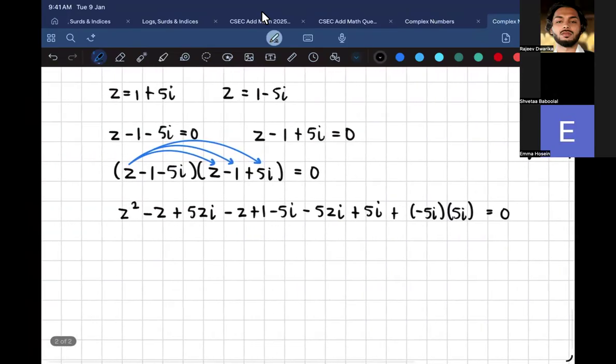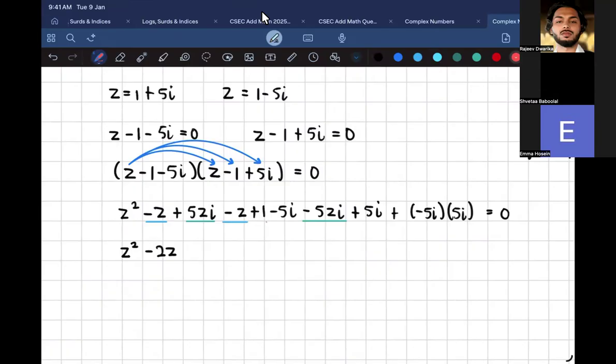Let's look to simplify here. So we just have 1z squared. Look for minus z terms. We have minus z over here and minus z over here, so that's going to be minus 2z. Let's look for zi terms now. Notice that these zi terms are going to cancel off. Plus 5zi and minus 5zi is going to cancel off, right?